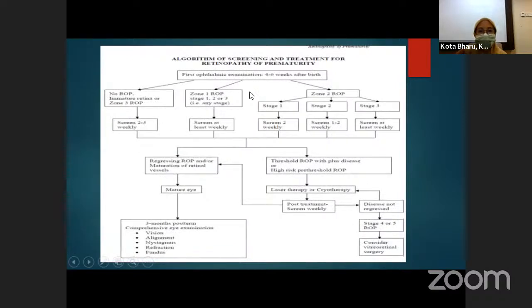This algorithm explains how we screen the premature infants, like I explained just now.